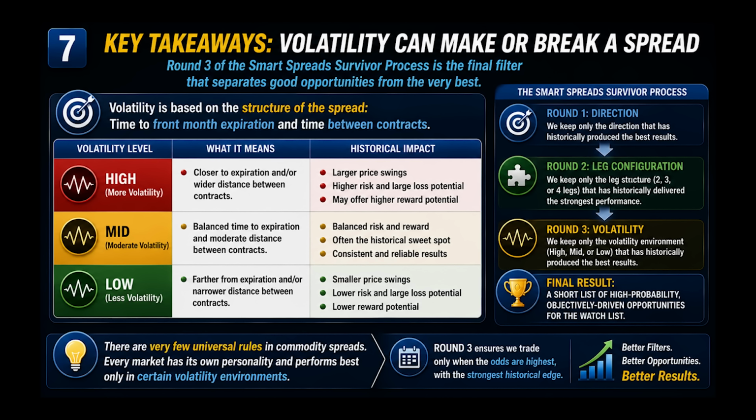The biggest lesson is that there are very few universal rules in commodity spreads. Every market behaves differently. Some markets thrive on high volatility. Others perform best in mid or low volatility. Historical data tells us which environment has produced the strongest edge.